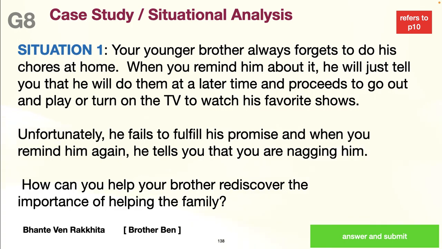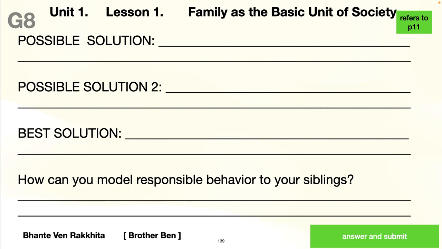So answer and submit. And you can use this as your basis. Possible solution 1, that should be. Possible solution 2, and the best solution, so 3 chunks. How can you model responsible behavior to your siblings?